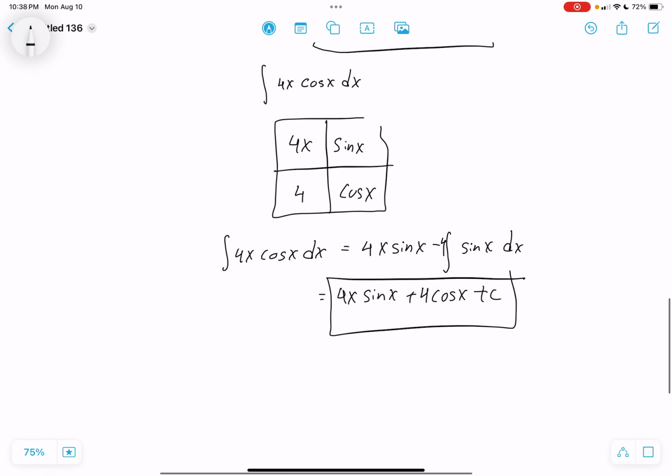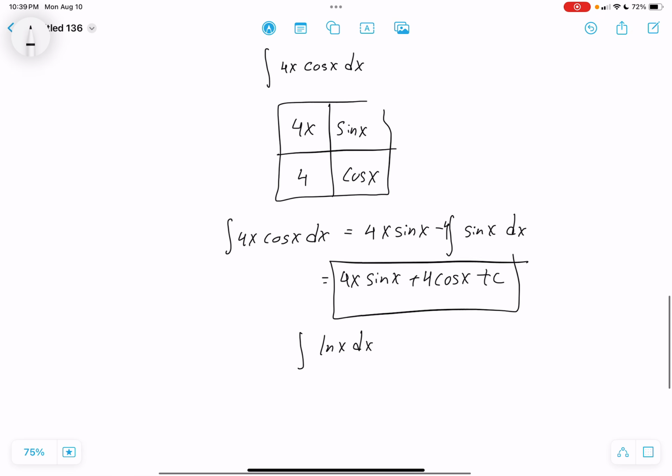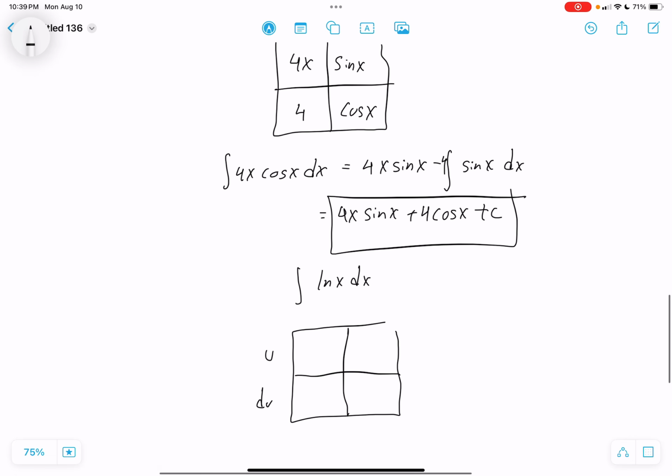Now here's a trickier one. What if I have the integral of ln x dx? Well, I only see one function here. How could I think of two functions? And you have to think about this outside of the box. So I have that ln, but notice this. Look at how I can rewrite this integral.